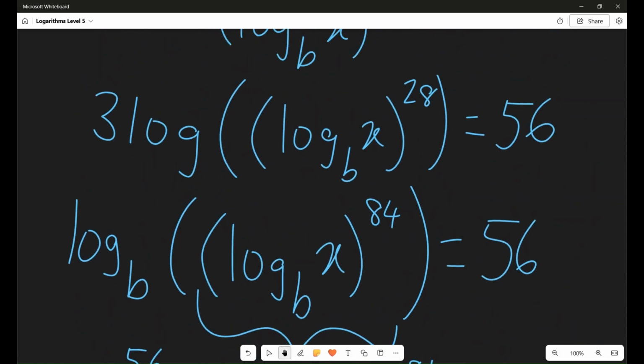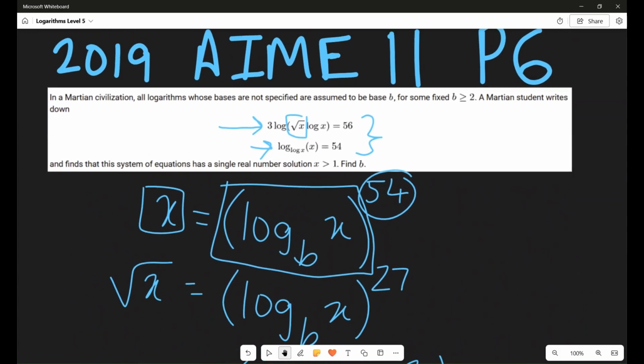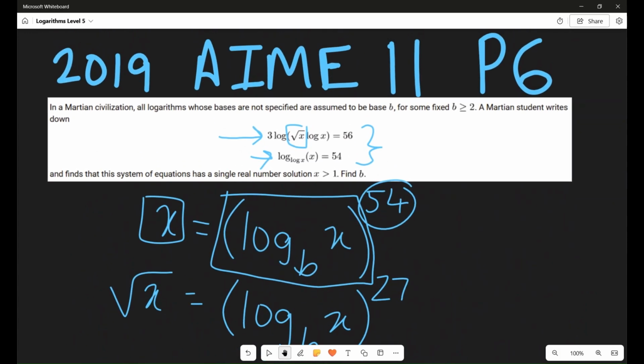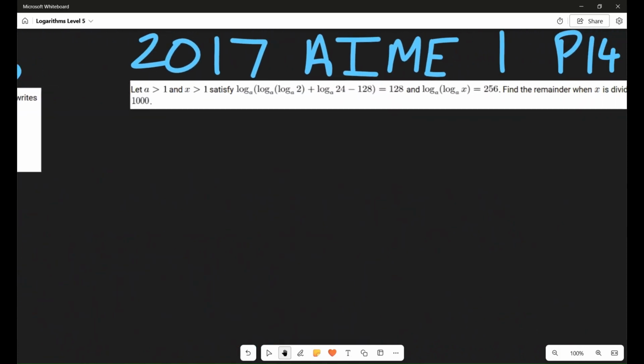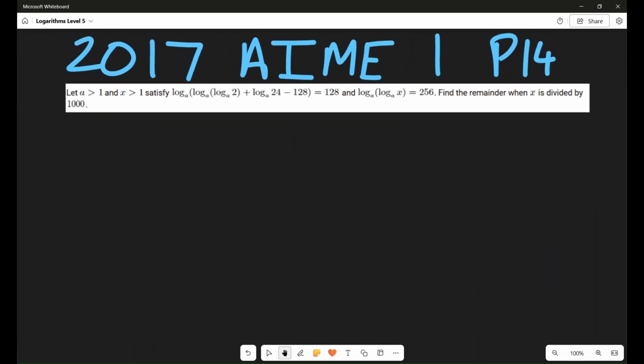So this problem specifically happened to solely rely on those logarithmic identities, but in the next problem that we're going to see soon, we have to use some other skills. So let's get right into this problem. The 2017 AIME 1 problem 14. It says let a more than 1 and x more than 1 satisfy this hideous equation and this less hideous equation. And we want to find the remainder when x is divided by 1000.